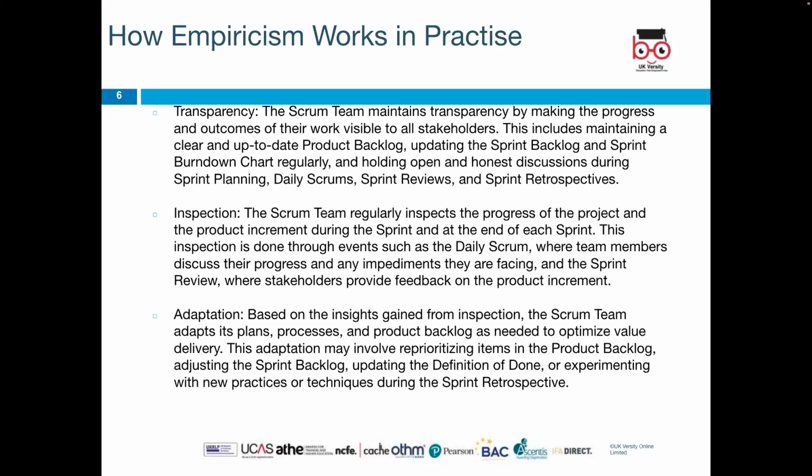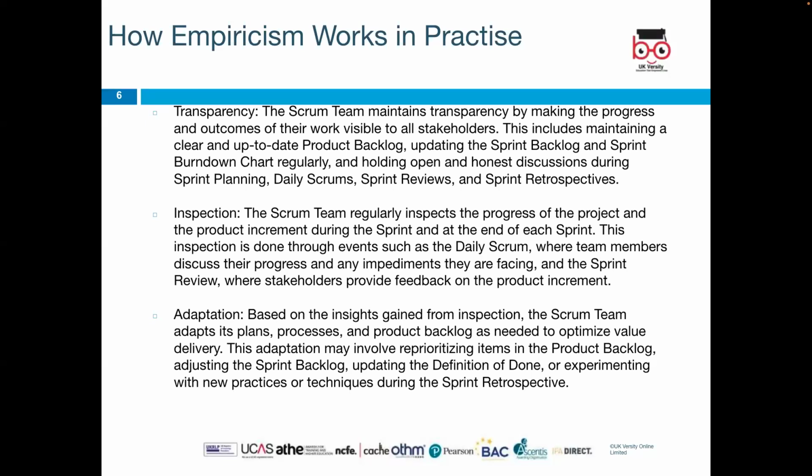So transparency: the Scrum team maintains transparency by making the progress and outcome of their work visible to all stakeholders. This includes maintaining a clear and up-to-date backlog, updating the sprint backlog and sprint burn-down charts regularly, and holding open and honest discussions during sprint planning, daily Scrums, sprint reviews, and sprint retrospectives.